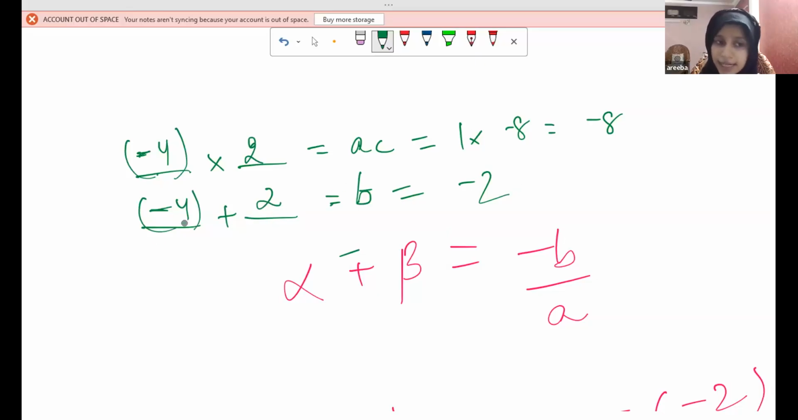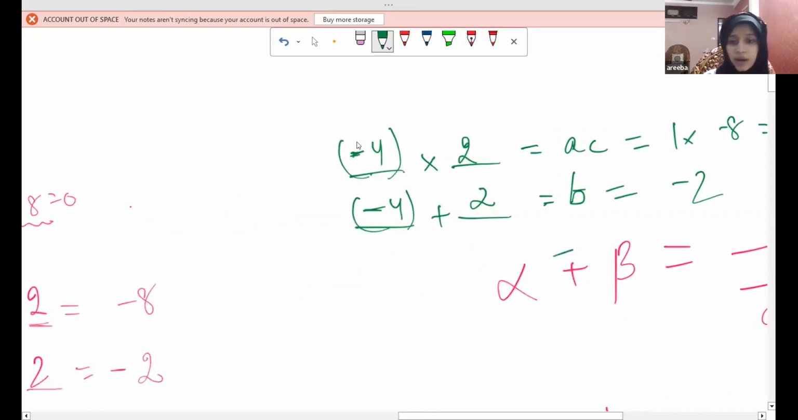Because minus plus minus and the sign is negative. Minus. Integers I have told you already. Correct? Understood? So the two factors we have figured out are minus 4 and 2 because they are going with both the conditions. After getting multiplied, these two are giving me minus 8, and after getting added, these two are giving me minus 2. Correct?